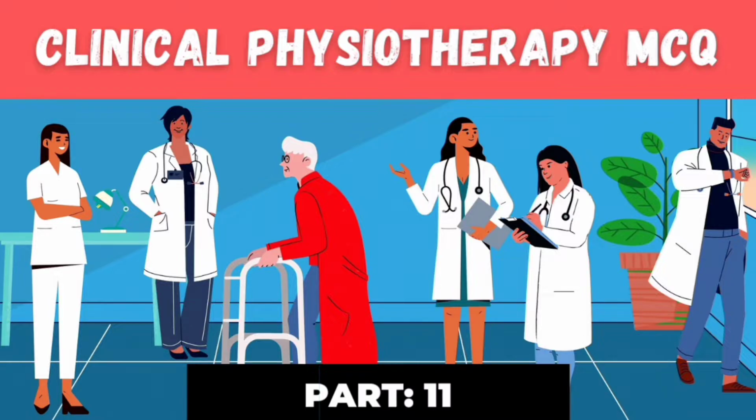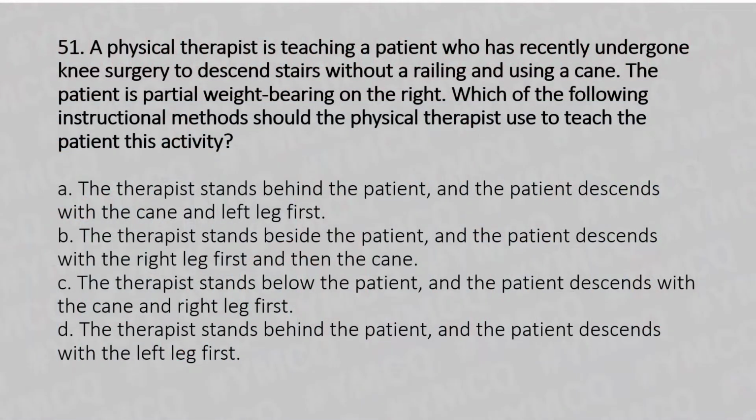Let's move to our 51st question. A physical therapist is teaching a patient who has recently undergone knee surgery to descend stairs without a railing and using a cane. The patient is partially weight bearing on the right. Which of the following instructional methods should the physical therapist use to teach the patient this activity?